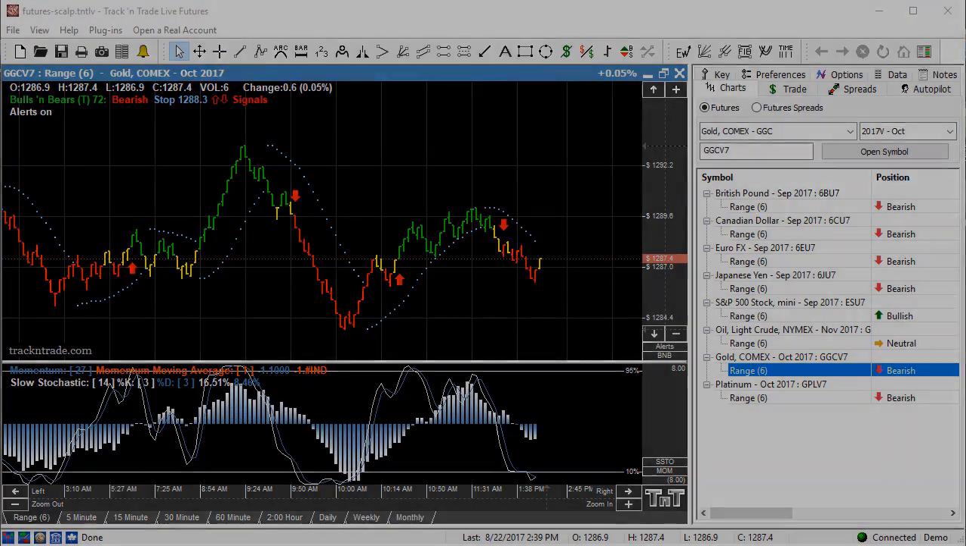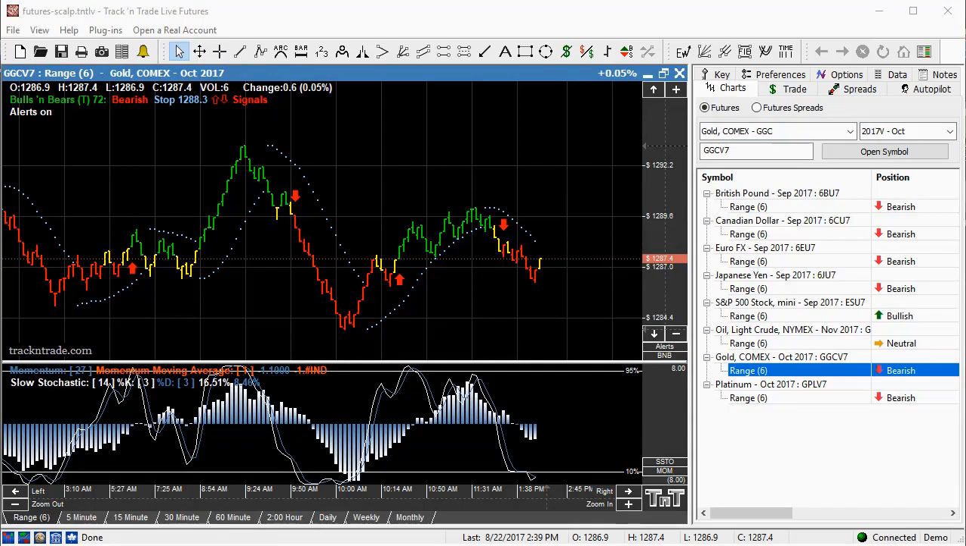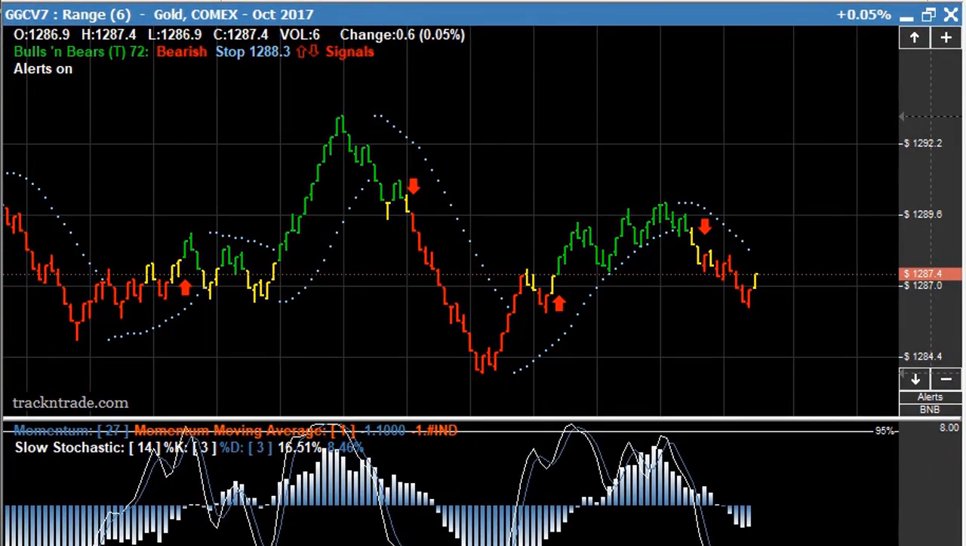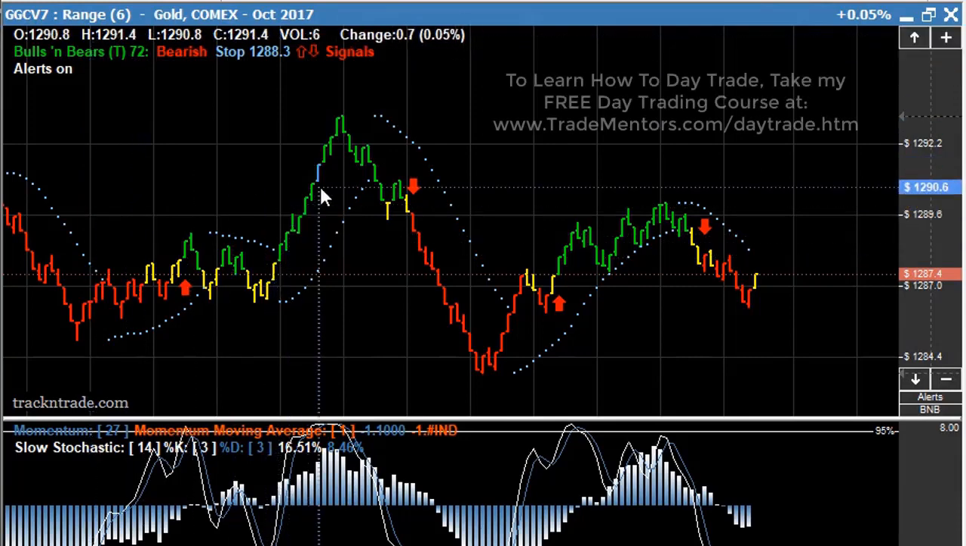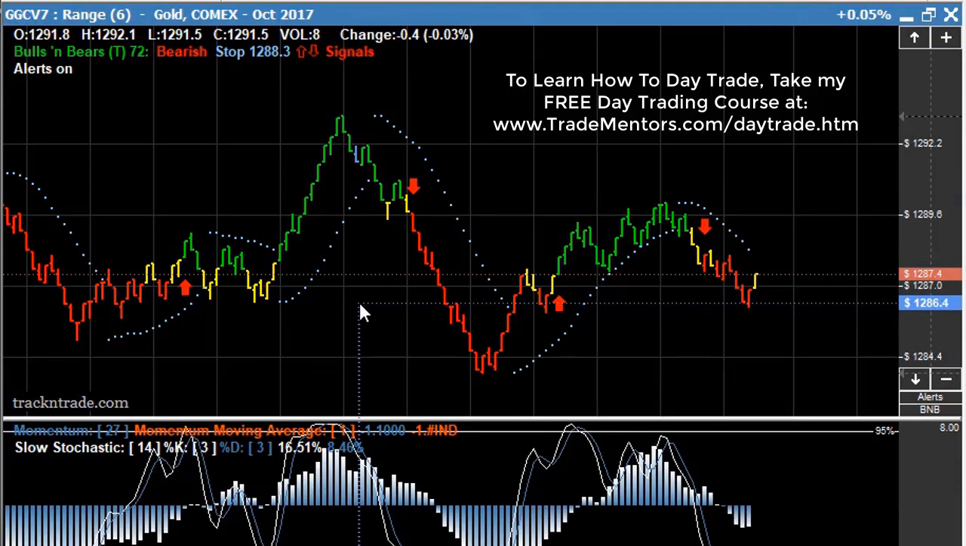In today's video, I'd like to talk a little bit about gold, and a very common occurrence that we've been seeing in these markets. Now, the first thing I want to point out is that this is a range bar 6 chart, and of course range bars don't have time involved, so we're just looking for the trend.